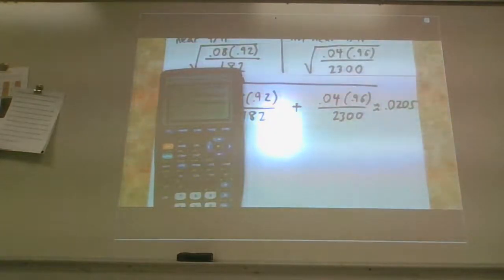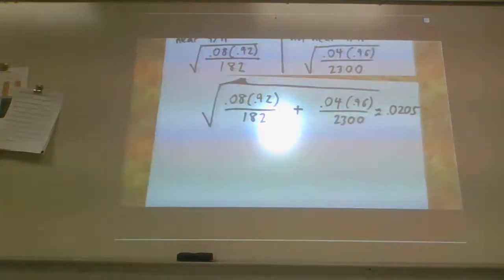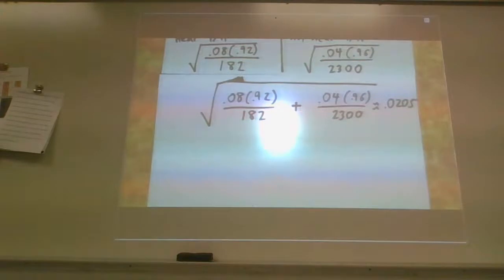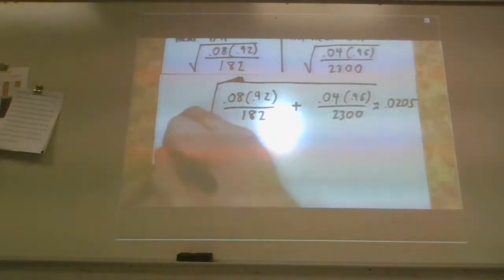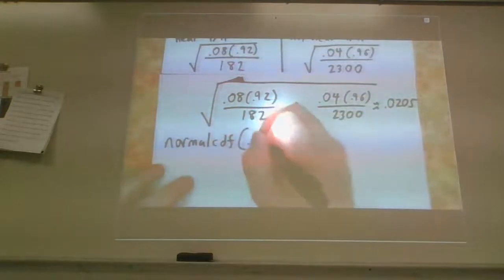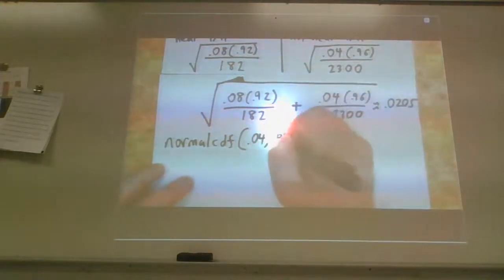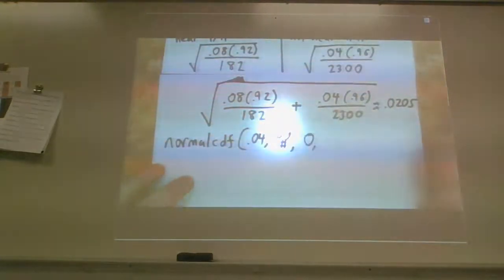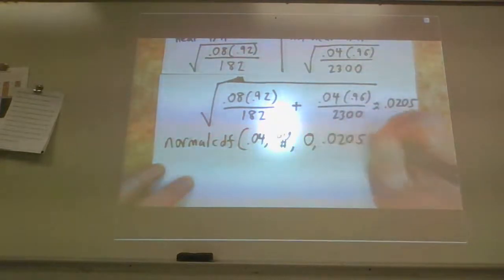And that's the number that I'm going to throw into that normal CDF. Let's see what we get here. Normal CDF, 0.04, comma, big number, comma, 0, comma, 0.0205.